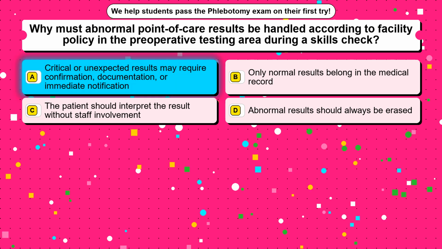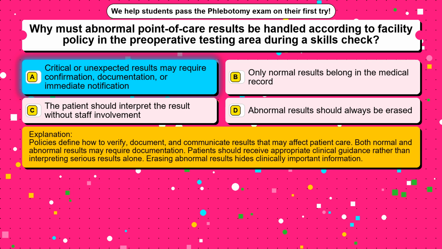The correct answer is option A. Critical or unexpected results may require confirmation, documentation, or immediate notification. Policies define how to verify, document, and communicate results that may affect patient care. Both normal and abnormal results may require documentation. Patients should receive appropriate clinical guidance rather than interpreting serious results alone. Erasing abnormal results hides clinically important information.